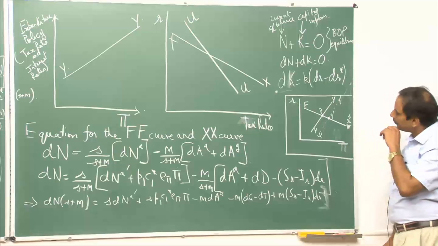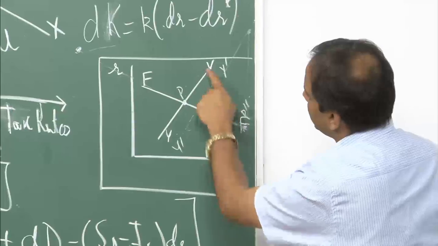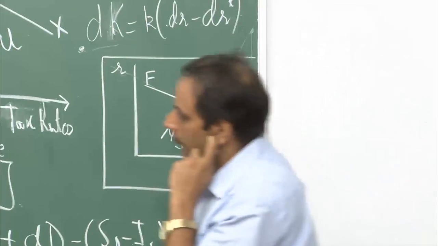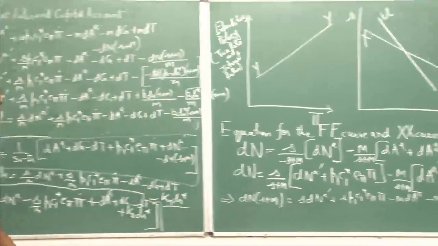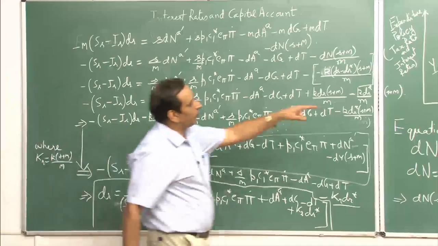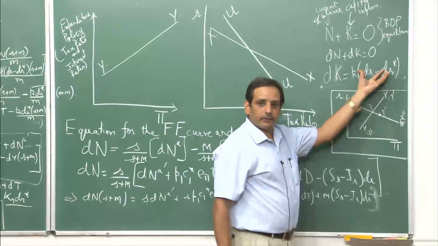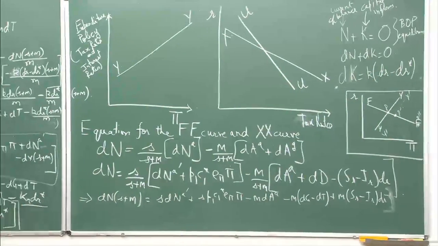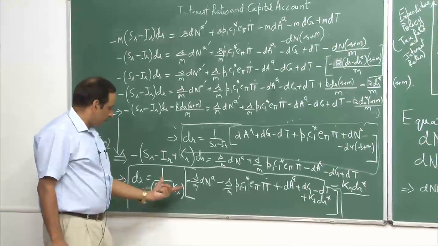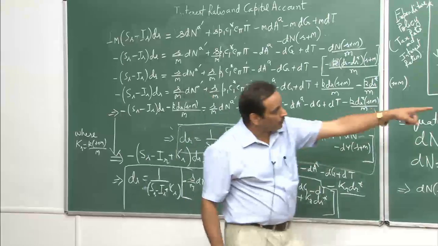Another point: here the slope of the FF curve is less than the YY curve. You can see this from the fact that, as some of you did say after the class yesterday, the capital flows are a function of the interest rates. Now, when capital flows become a function of the differential interest rates and you put it here, you get the rate of interest as a function of these variables. And if you relate rate of interest with pi, that is what we are doing here.